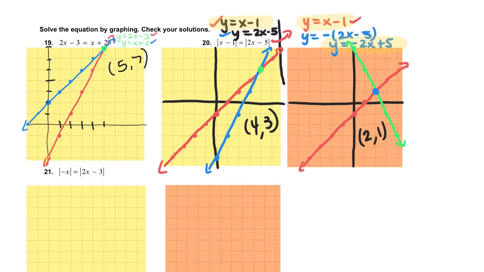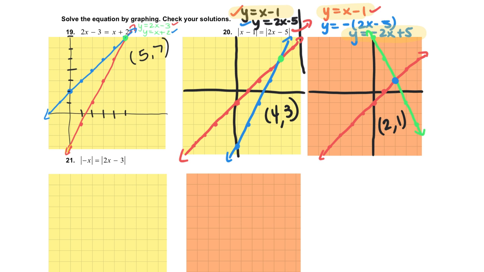Number 21, like I told you, you do not need to do. I'm not going to give you an equation in that format. But do study the rest of the formats of the test and you should be good.